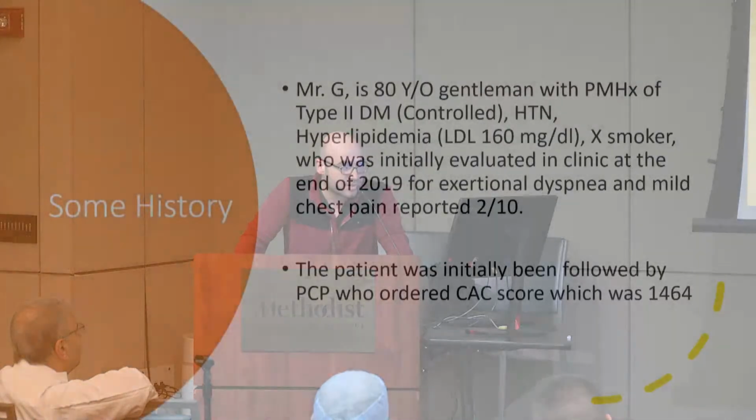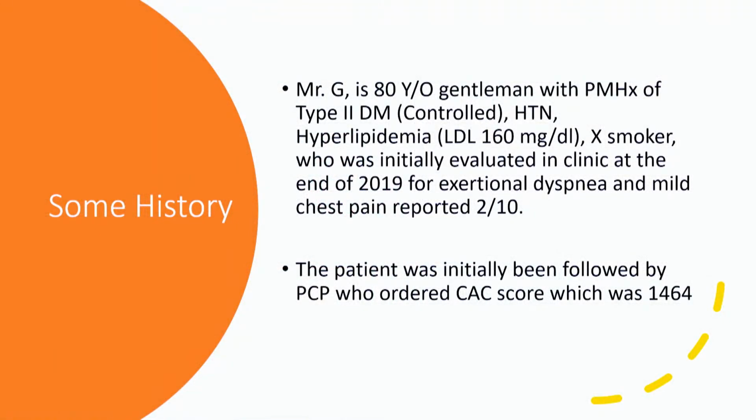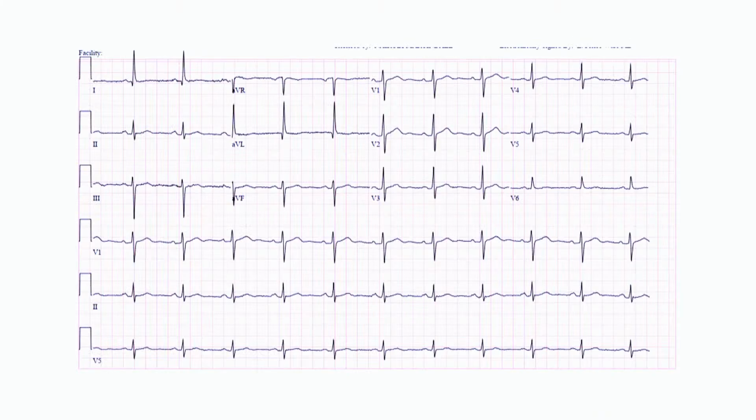Good afternoon, everyone. So this patient is Mr. G. He's an 8-year-old patient with an extensive medical history of type 2 diabetes, controlled, hypertension, hyperlipidemia, and previous smoker. He initially presented to the clinic in 2019 with mild chest pain and exertional symptoms. His PCP, before referring him to cardiology, ordered a calcium score, and it was 1464, so pretty elevated. This is his initial EKG.